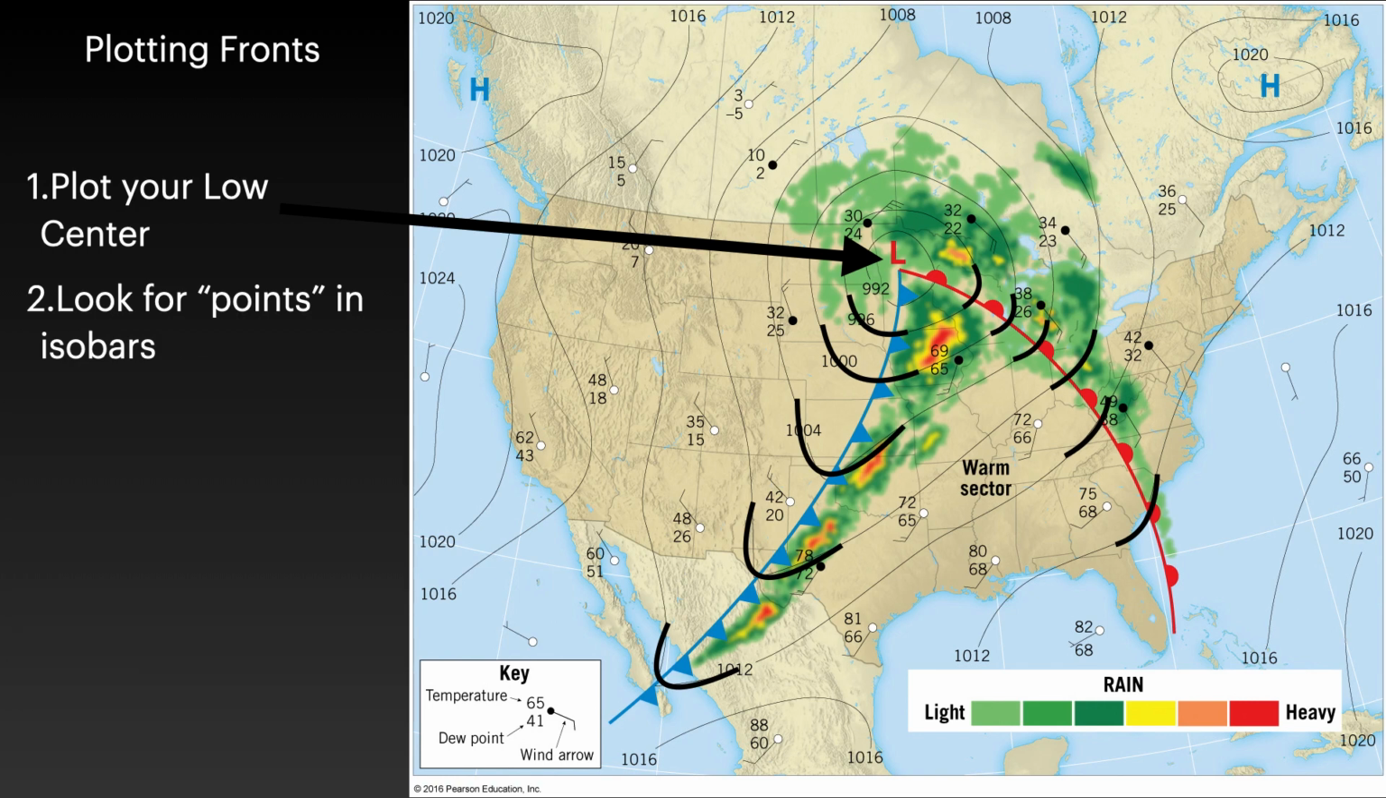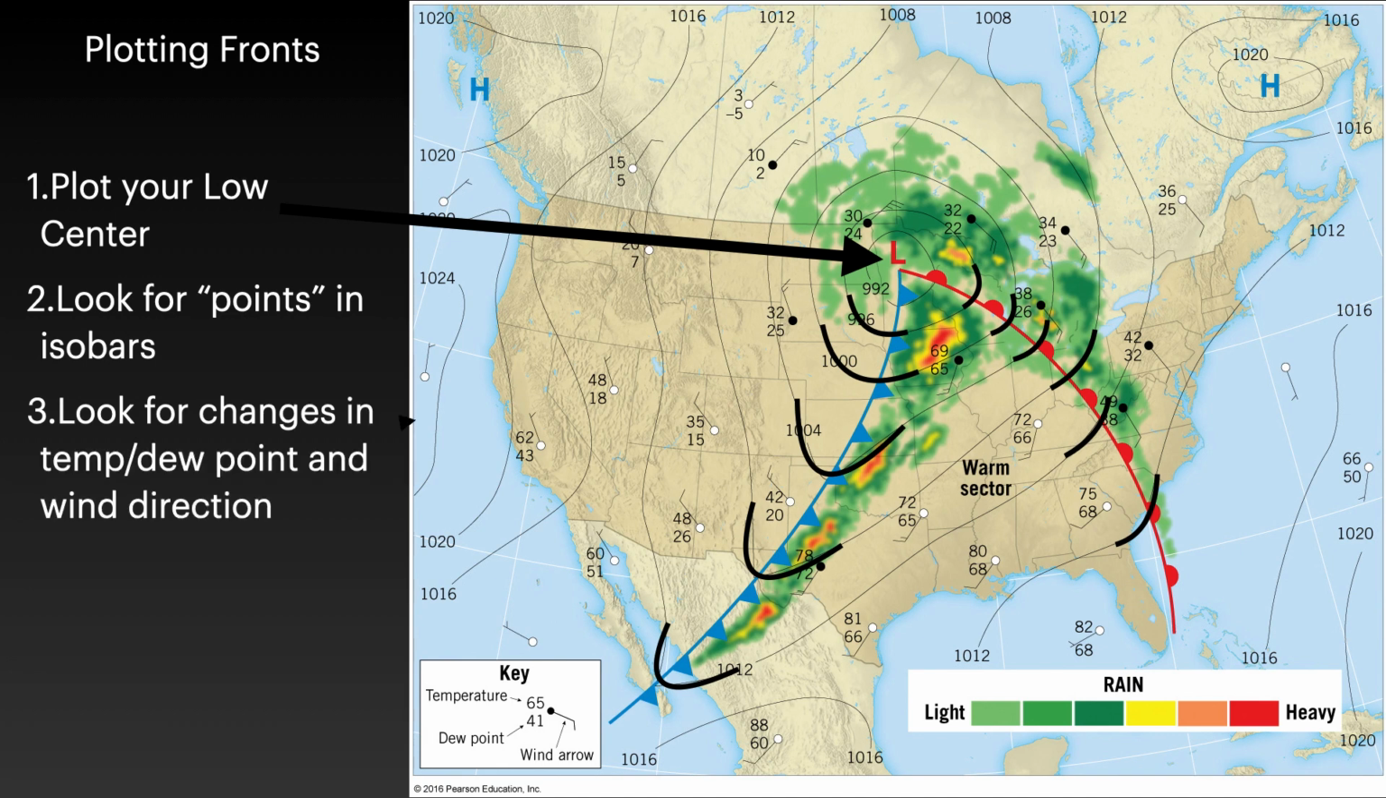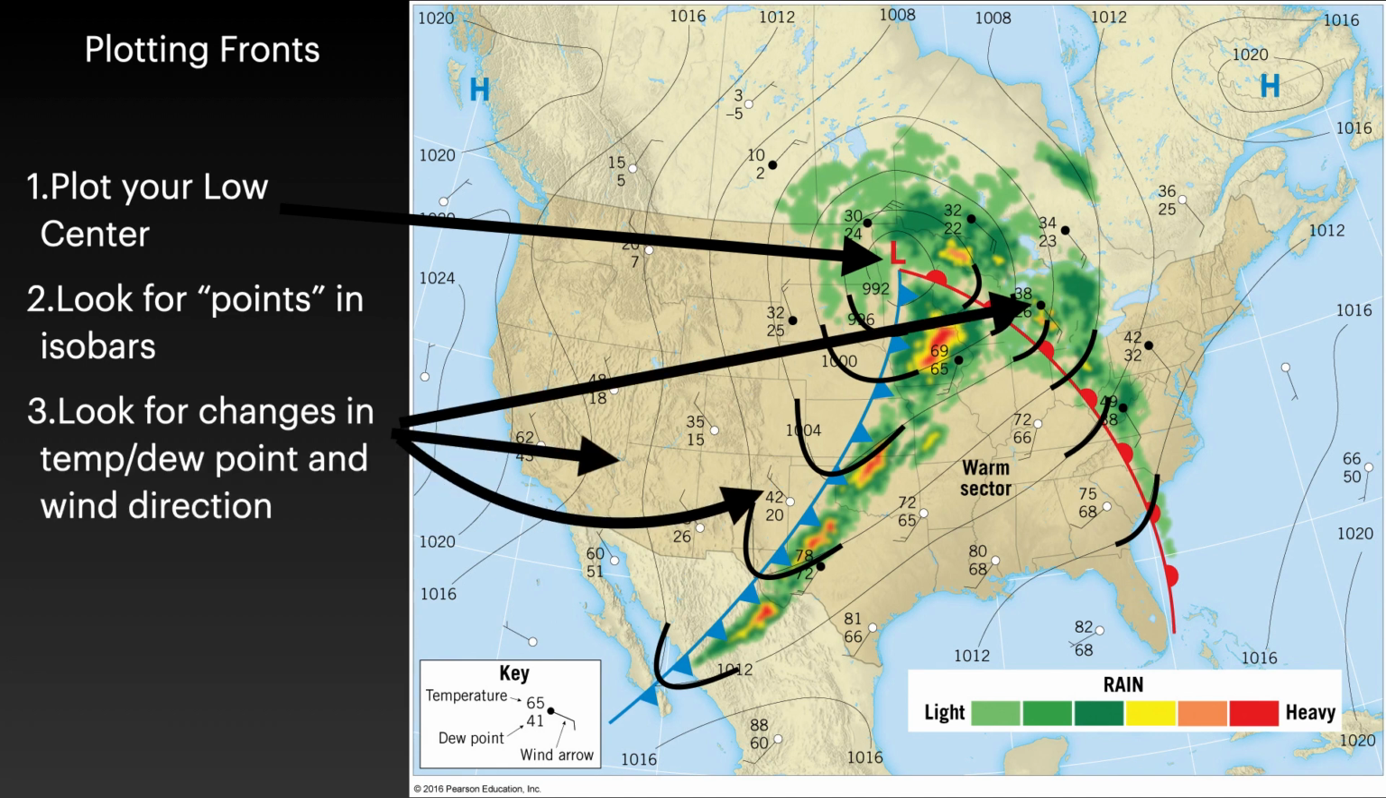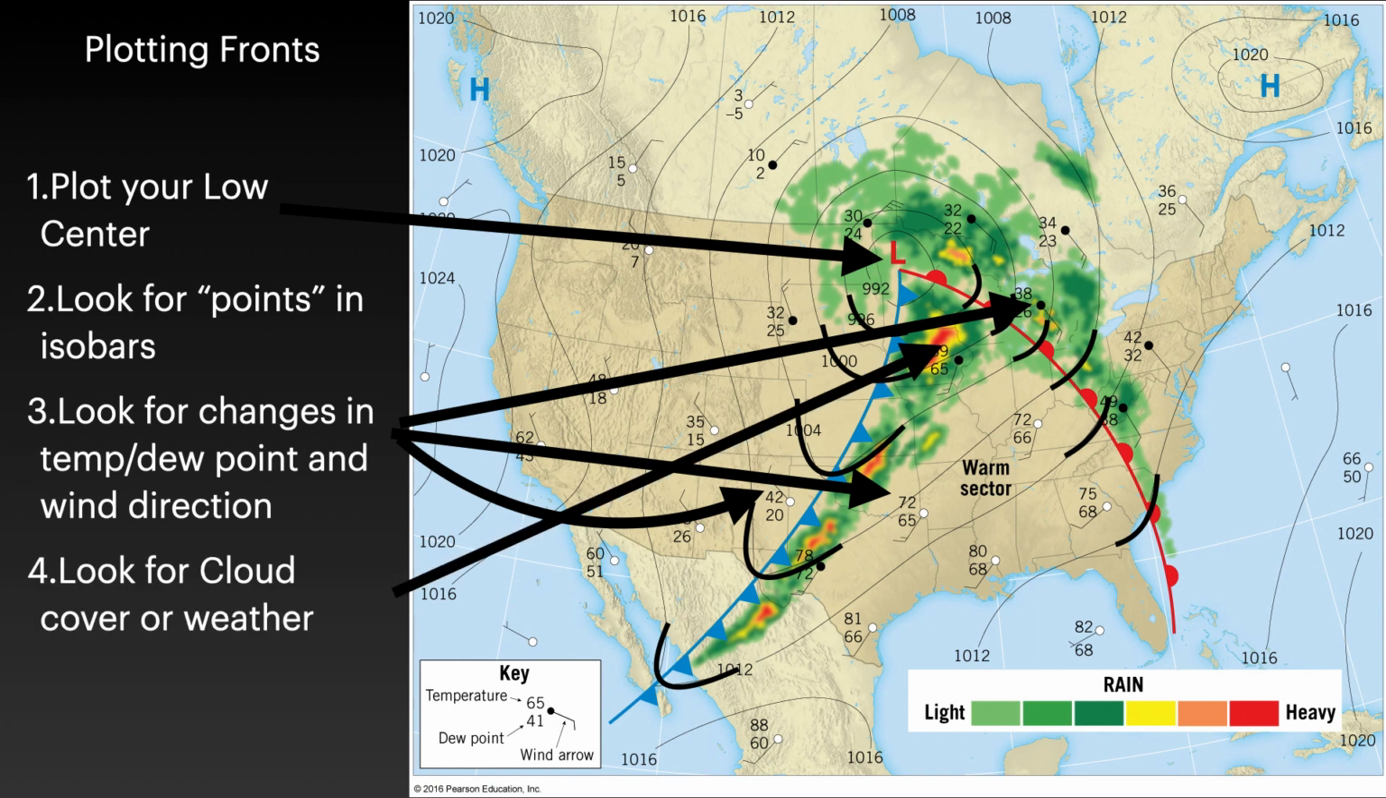After you've found this general area, look for changes in the temperature and dew point and wind direction on either side of where you think your front should be drawn. A significant change would be 10 or more degrees changing in the temperature or dew point. And lastly, you can look for cloud cover.